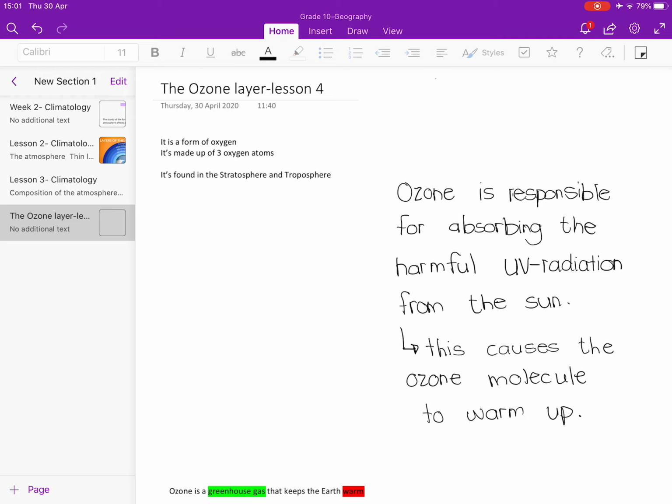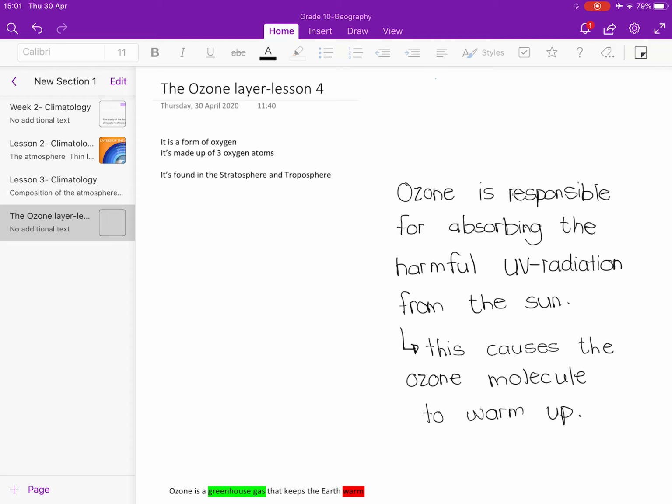So the last section of your notes is discussing the ozone layer. Now I'm sure you've heard of the ozone layer. It is the layer that we discussed in our previous lesson as well. And this layer protects us from the sun's UV radiation. So it's a very important layer for the atmosphere to have because without it we will not be able to live. All right.